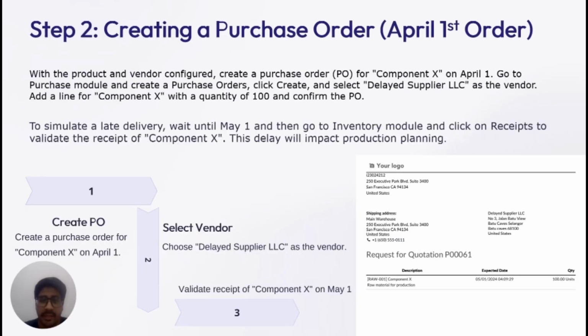Next up, we create a purchase order in the purchases module on April 1st. The order is placed with Delay Supplier LLC for 100 units of Component X. The system automatically calculates the expected delivery date based on the 30-day lead time. To simulate the late delivery, we wait until May 1st and validate the receipt of the raw material in the inventory module, confirming the late shipment.